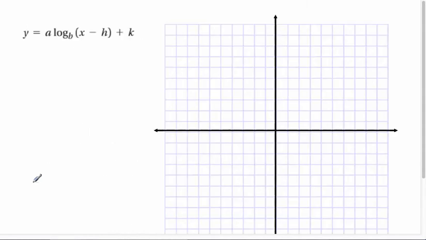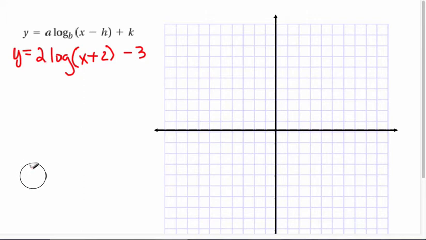I'm now going to transform the parent. So I've got of course, this a value, this is either going to shrink or expand it. My base I'm going to assume is 10. H and K are going to move it left, right, up, and down. So let's say we take what we were just dealing with, y equals 2 log base 10 of x plus 2, minus 3. That way you've got some variation in your h and k in case you're wondering what happens with those.